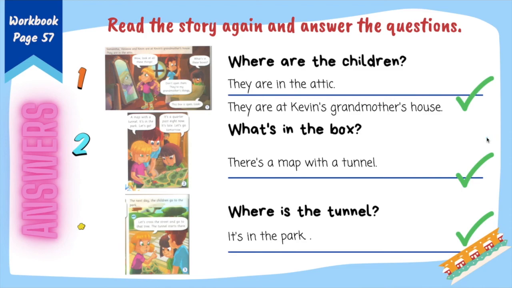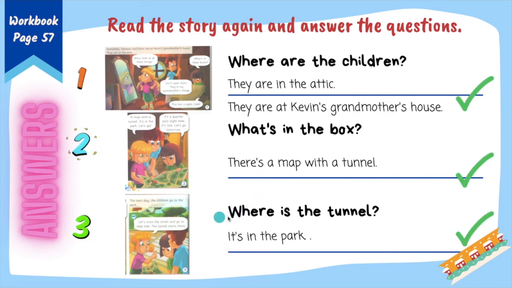Now, let's compare your answer with mine. Read the story again and answer the questions. Look at question number 1. Where are the children? If you see here, they are in the attic. Or you can also answer it this way. They are at Kevin's grandmother's house. Your answer could be like this or like the second one. Choose either one. Look at question number 2. What's in the box? The answer is, there's a map with a tunnel.